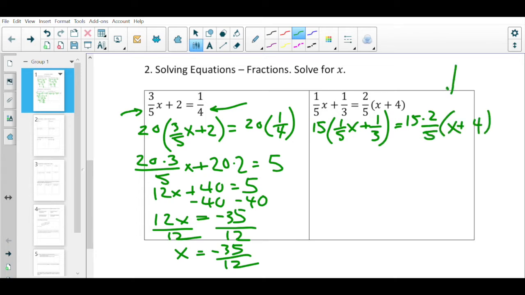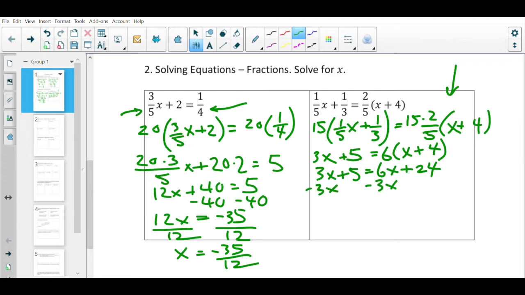Notice on this side, we only multiply the 15 one time. Don't multiply it twice through that x plus 4. Okay? So that's 15 times 1/5, that is 15 divided by 5 is 3x. 15 times 1/3 is 5. 15 divided by 5 is 3 times 2 is 6, x plus 4. 3x plus 5 equals 6x plus 24.